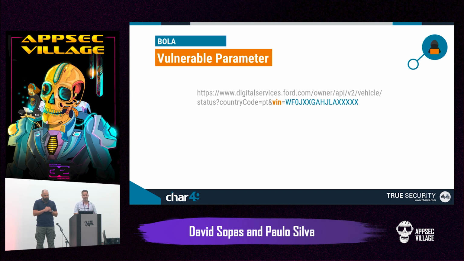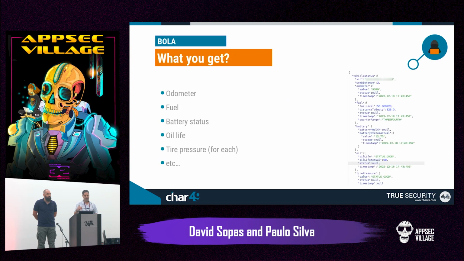Okay, so we tried that. And by the way, with this endpoint, which is already fixed, so disclaimer, you don't even need to be authenticated. This is like public information. On the API, we can get odometer, fuel, battery status if it's electric, oil life, tire pressure for each wheel, for each tire, and etc. You can see the screenshot of the API. This information is not present on the UI, by the way.